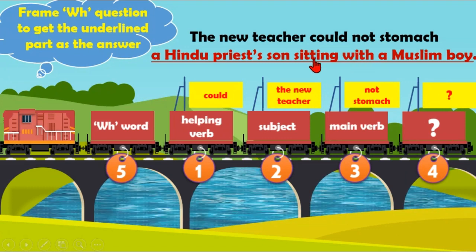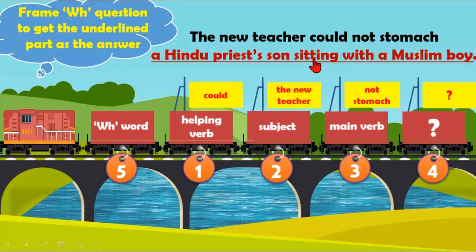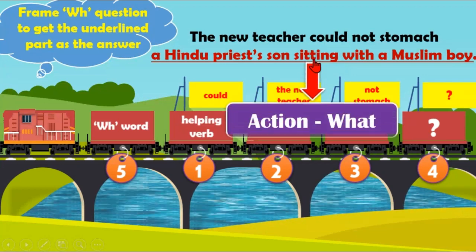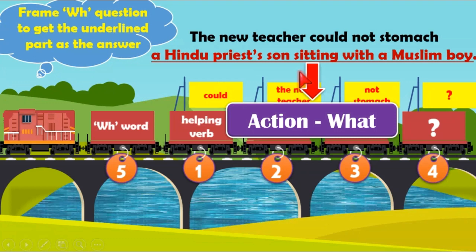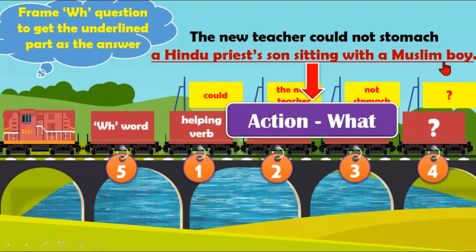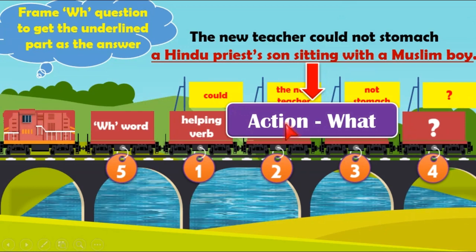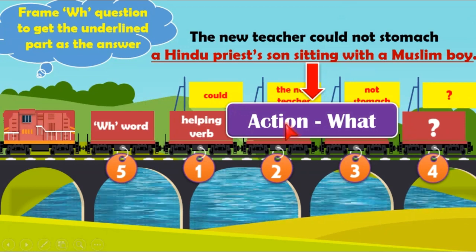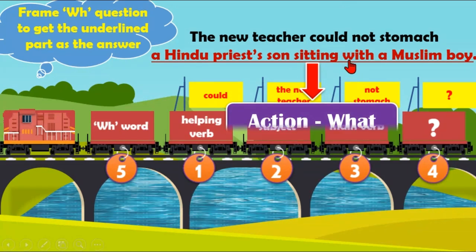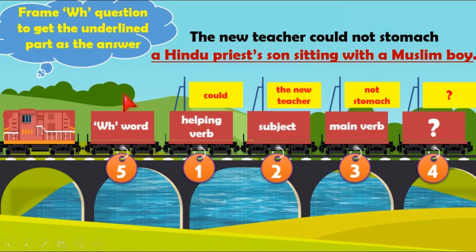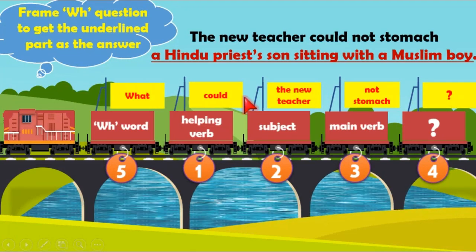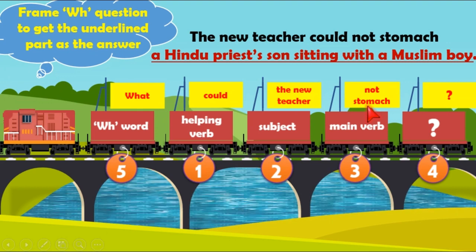And add the corresponding WH word for the underlined part. It is a Hindu priest's son sitting with a Muslim boy. It tells us the action. To ask questions about an action, we can use what. So the corresponding WH word is what. What could the new teacher not stomach?